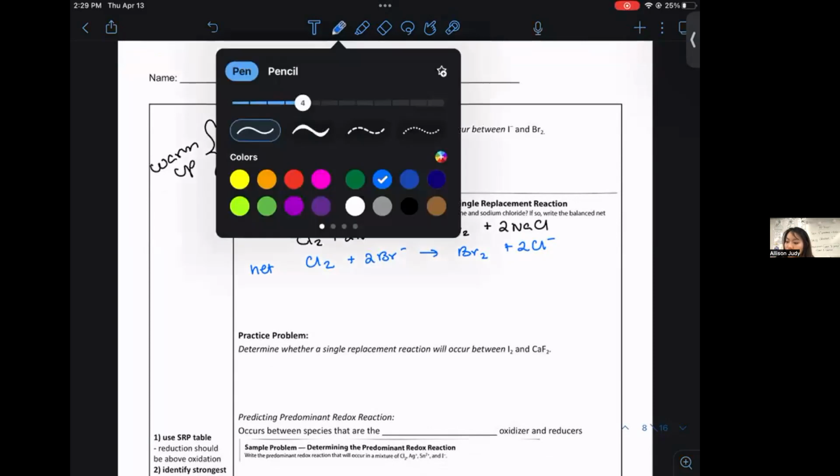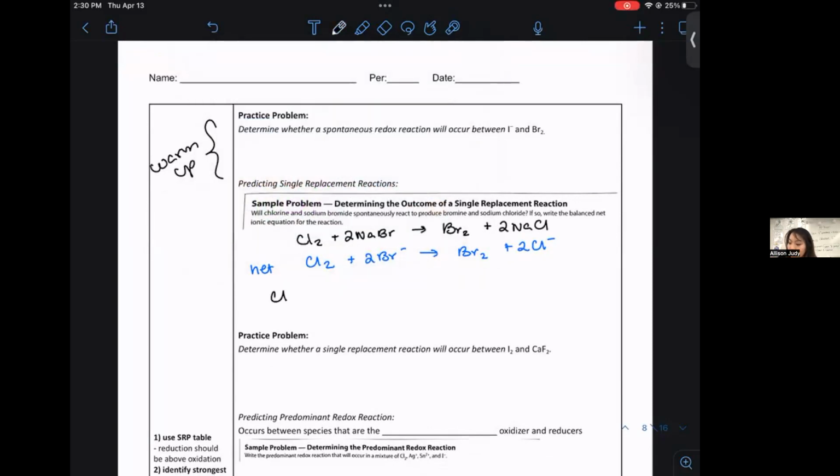So based off of the net reaction, what do I see? Well, according to this reaction, chlorine would be reduced. It would go from 0 to -1 oxidation state. And bromine is oxidized in this case. It goes from a -1 to a 0. So the question is, does this actually occur naturally?